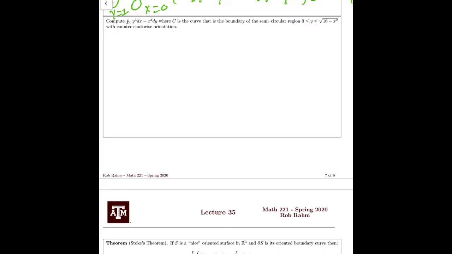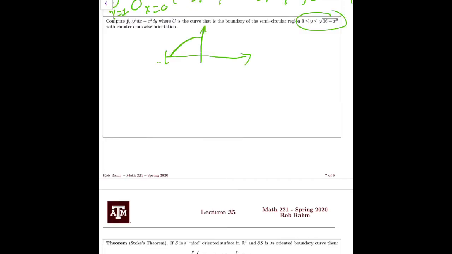Okay, so now C is the curve that is the boundary of the semicircular region, with counterclockwise orientation. Okay, so what does the picture of this region look like? Something like this. That should have been a top of a circle.